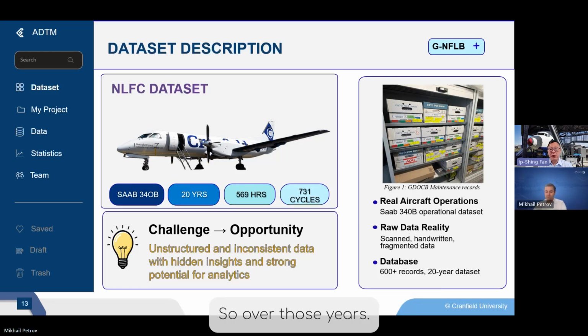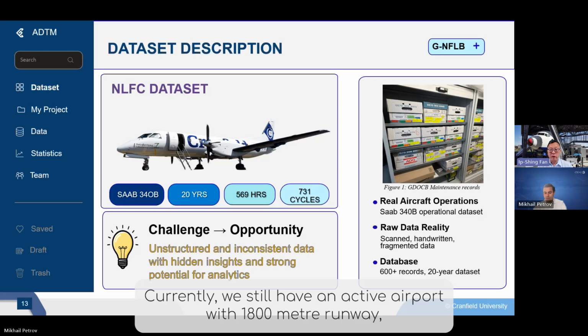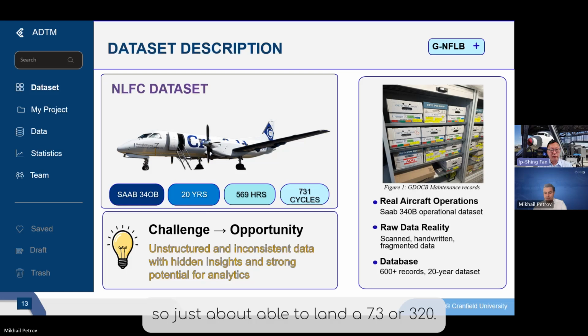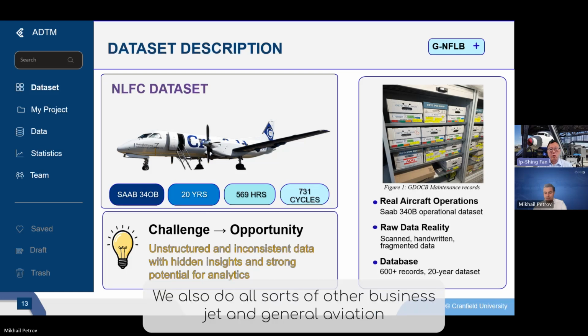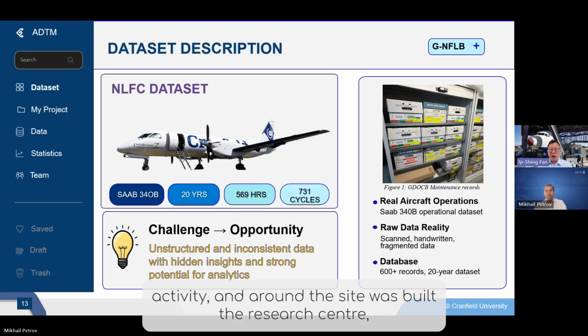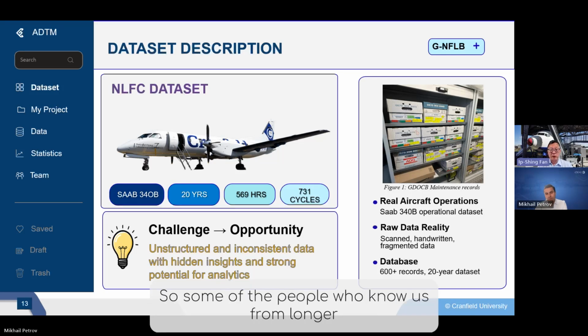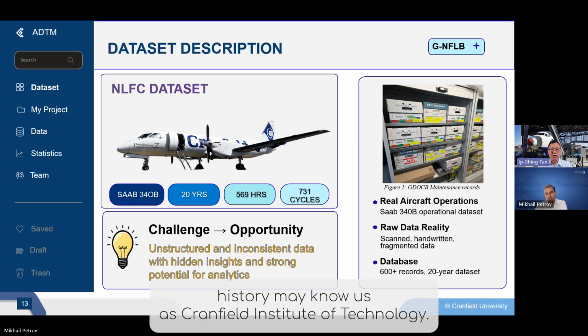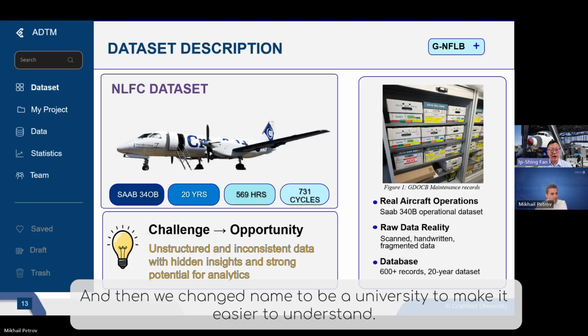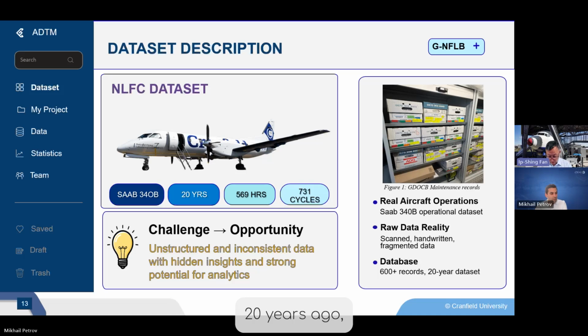Over those years, currently we still have an active airport with a 1,800-meter runway, just about able to land a 737 or A320. We also do all sorts of other business jet and general aviation activity. Around the site was built the research center, and then it became the airport and the aviation university in time. Some of the people who know us from longer history may know us as Cranfield Institute of Technology, and then we changed name to be a university to make it easier to understand 20 years ago.